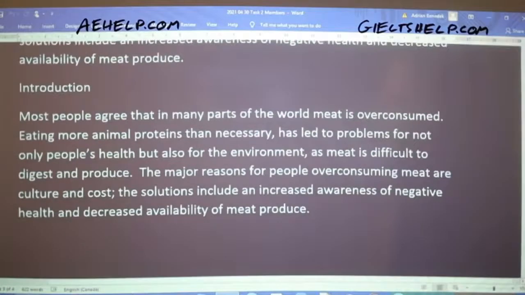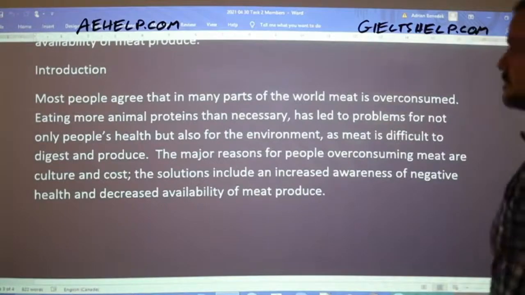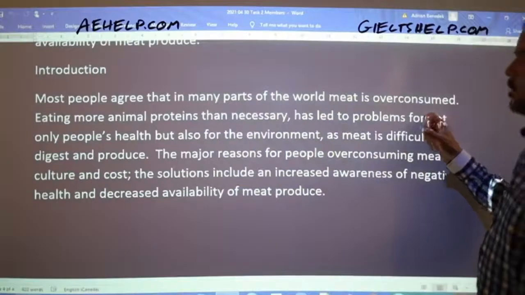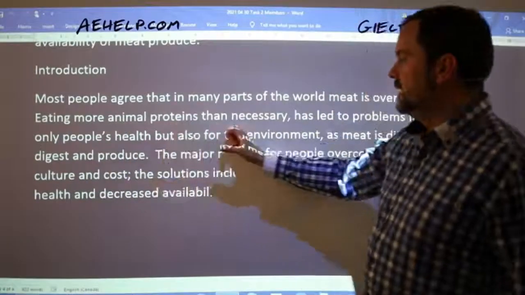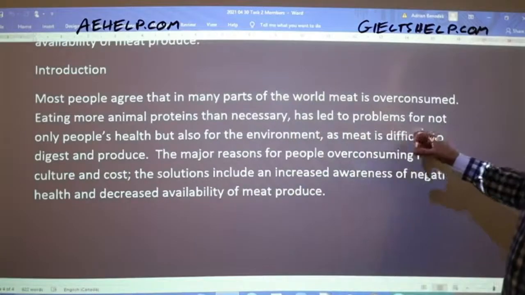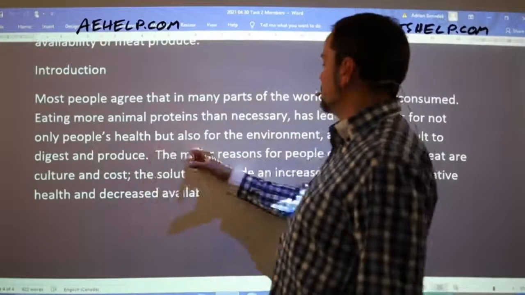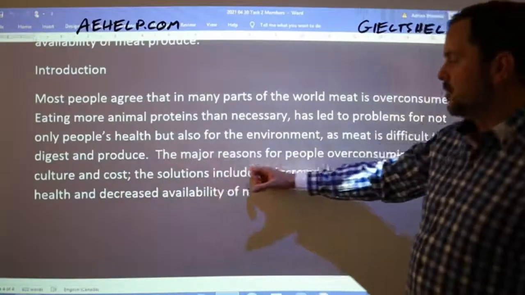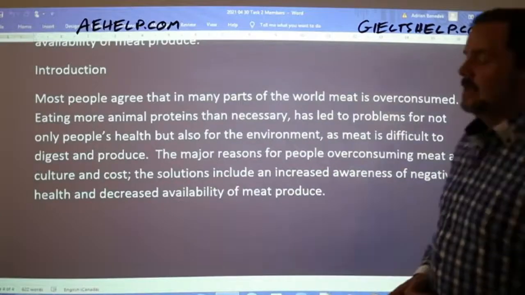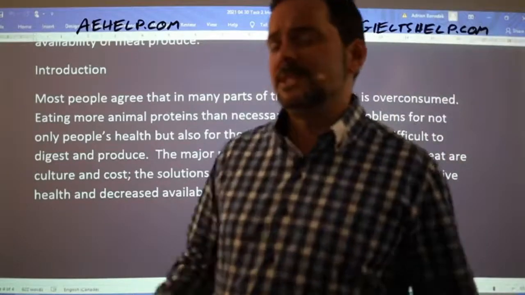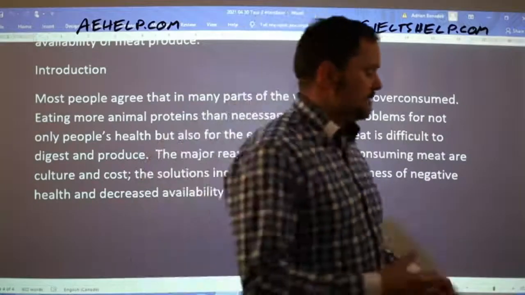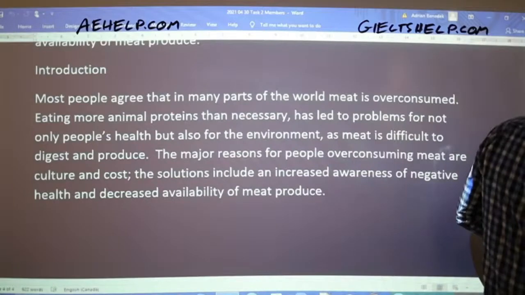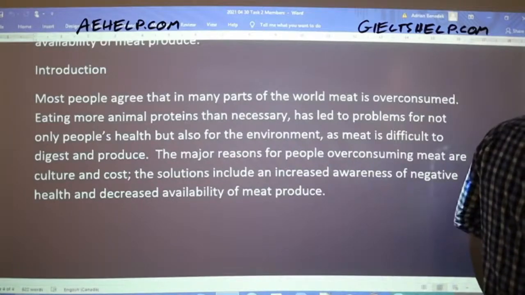Okay, so we came up with a thesis and an introduction. This was my introduction here. Most people agree that in many parts of the world, meat is overconsumed. Eating more animal proteins than necessary has led to problems for not only people's health, but also for the environment, as meat is difficult to digest and produce. The major reasons for people, okay, I'm going to include the first person in my thesis because this thesis is asking for that first person opinion. It's saying include any examples from your own experience. So we want to make this essay first person voice.